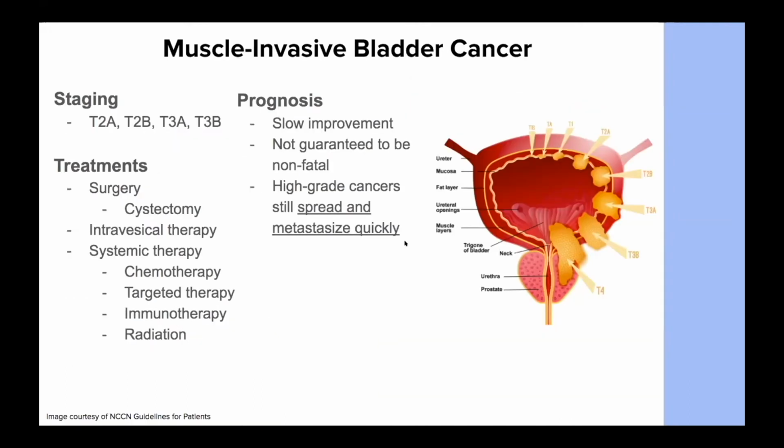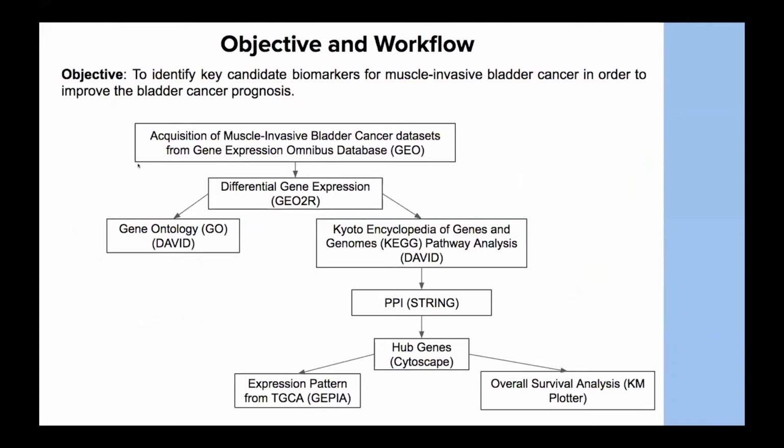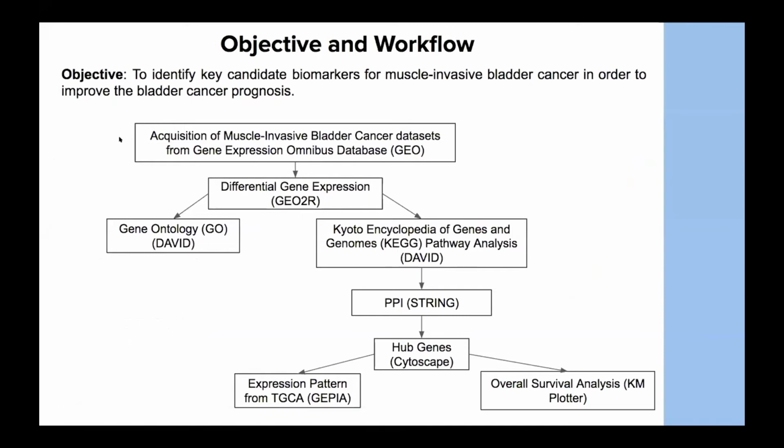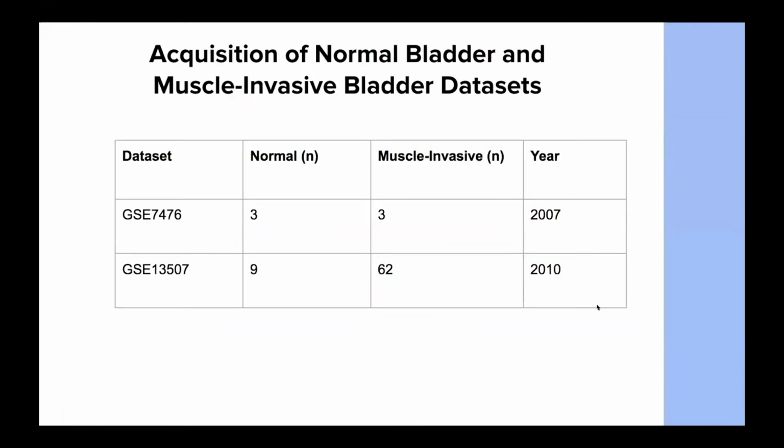This research is significant because the prognosis, although it has improved slowly, is not to the extent where bladder cancer can be mostly non-fatal. So here's my objective and my workflow. I have a chart here to show my workflow. I began with acquiring muscle-invasive bladder cancer data sets from the Gene Expression Omnibus database, which is GEO. For acquiring the normal bladder and muscle-invasive data sets, I used the GEO database, which is an online database for genomics input by researchers.